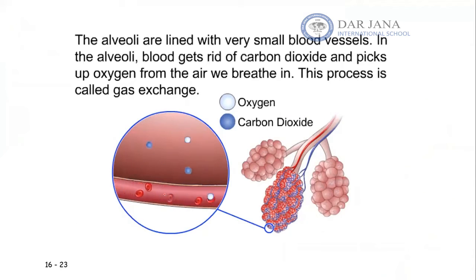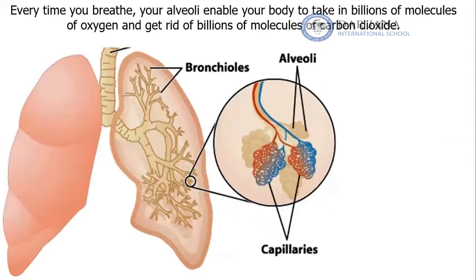See, this is the blood. It is dropping the carbon dioxide and taking in the oxygen. These are alveoli surrounded by capillaries, and blood is going to take oxygen from the alveoli and give carbon dioxide. Now, every time you breathe, the alveoli enable your body to take in billions of molecules of oxygen and get rid of billions of molecules of carbon dioxide. I would say more than billions, actually.